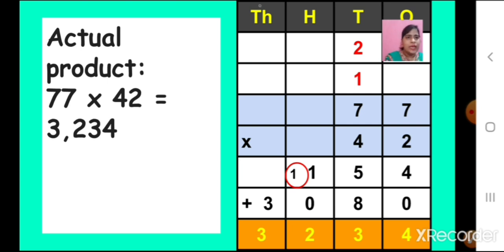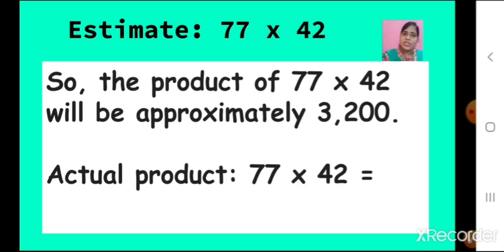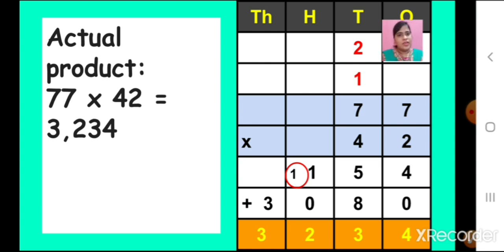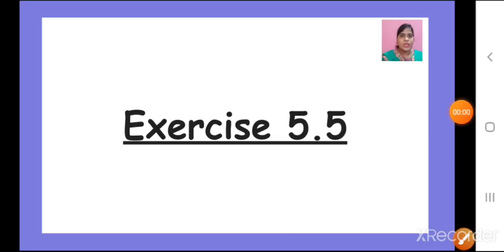For finding the actual product, we have to do our normal multiplication. As you can see here, I have done the multiplication and we have got the answer 3234. So in this way, children, we can find out the estimated product and the actual product. The estimated product was 3200, and the actual product is 3234. Got it children?